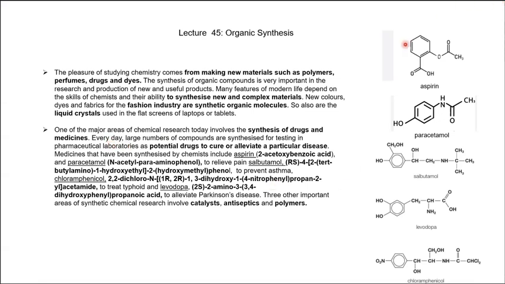You see here is aspirin or paracetamol, which are synthesized, and each is a potential drug to cure or alleviate a particular disease. Aspirin and paracetamol will relieve pain. Salbutamol is a drug whose IUPAC name is this: RS 4-2-tert-butylamino-1-hydroxyethyl-2-hydroxymethylphenol. This prevents asthma. Okay.